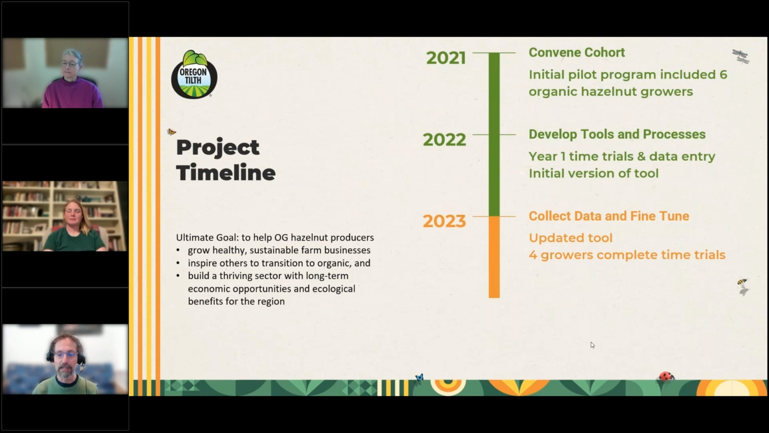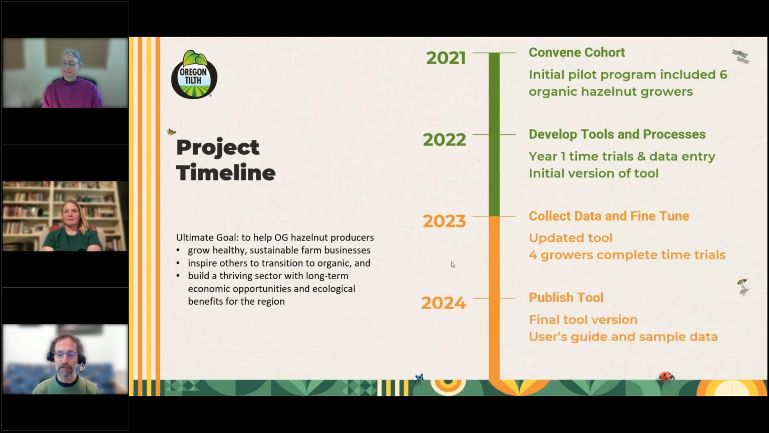And then in the fall of 2023, Tanya left Oregon Tilth, and I stepped in to bring the project to completion. I started by helping the 4 growers who stuck with the program to perform their cost calculations and data analysis. And then finally, this last year in 2024, I fine-tuned the costing tool and I wrote a user's guide.